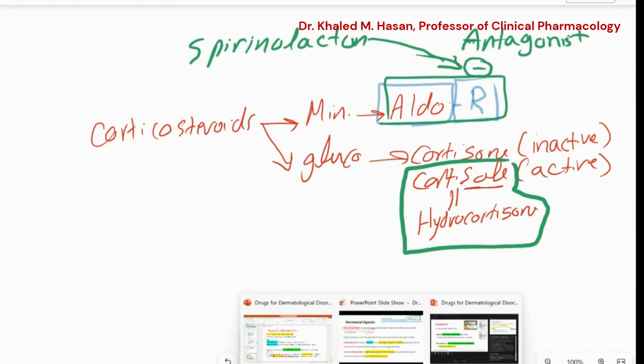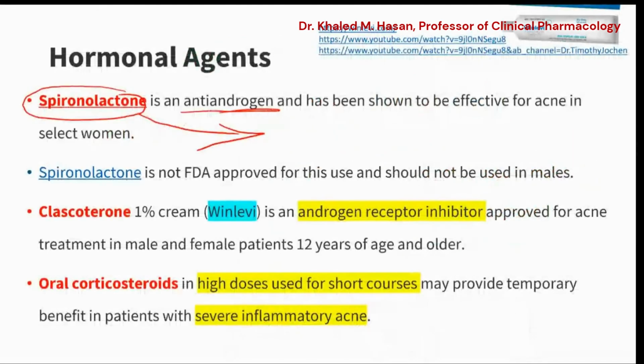Okay, we can go for a break. Give me 1 second and to finish this one. Then we go for finish the hormones.